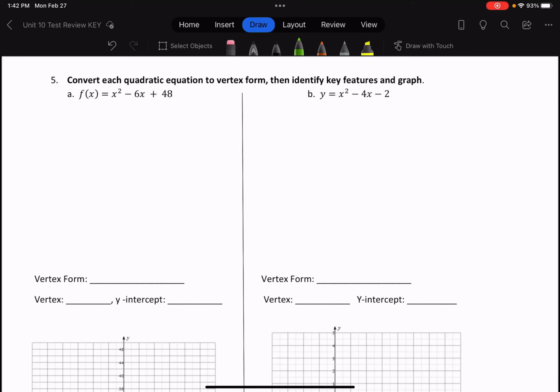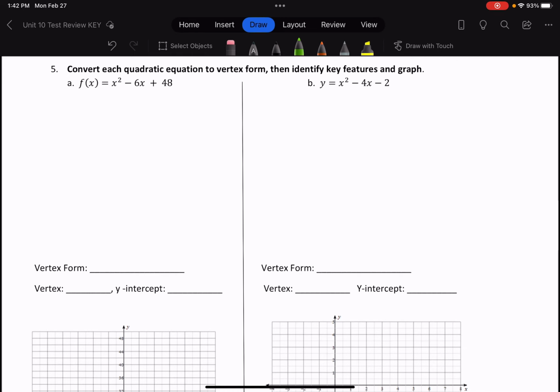Hey guys, it's Miss Adams, and we're still looking at the Unit 10 test review. We're on problem 5 now, and we're going to be looking at some different ways to convert quadratic equations between vertex and standard form. And then we also want to look at how that relates to our graph. So we're going to be graphing these functions as well.